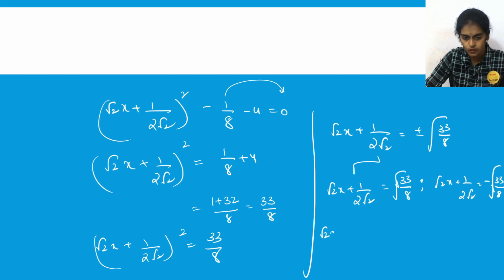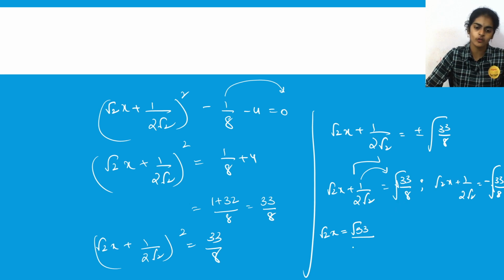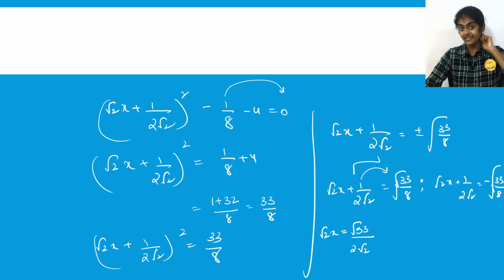So root 2x is equal to, let me send this plus 1 by 2 root 2 to the other side. You will have root 33 by root 8. I can write root 8 as 2 root 2, isn't it? 4 2s are 8, so if you take the square root over it, it will be 2 root 2. Minus 1 by 2 root 2.